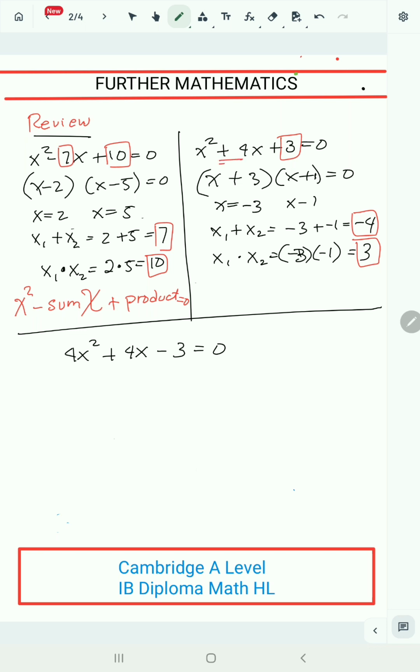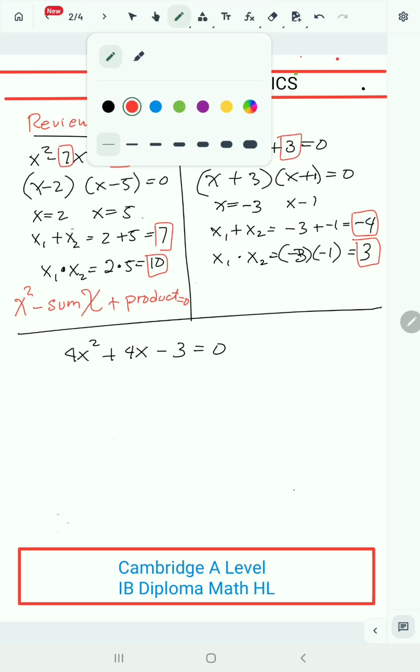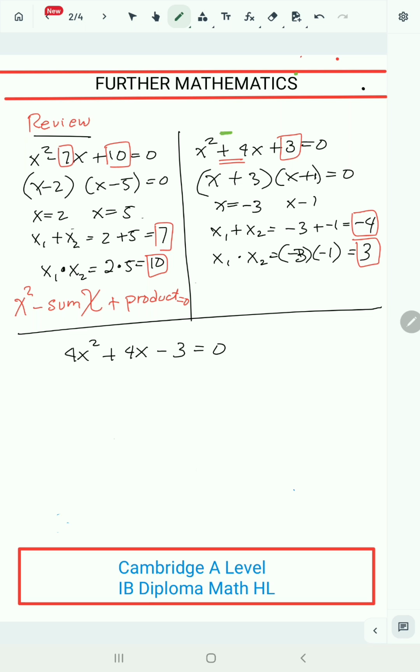So this part here is actually the same as minus of negative 4. See? And as you can see, if you rewrite that, it will give you x squared minus the sum, times x, plus the product, equal to 0. Take a look that this and this are the same.